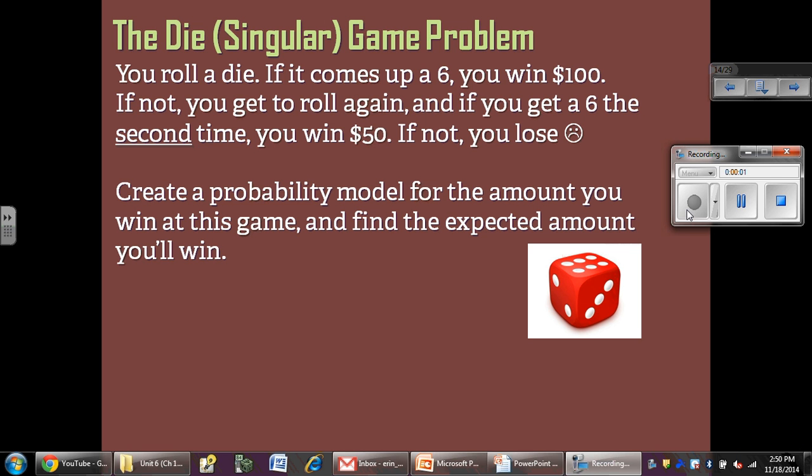Alright, our last example is the die game problem. So the game is you roll a die. If it comes up a 6, you win $100. If not, you get to roll again, and if you get a 6 the second time, you get $50. If not, you lose and you get $0.